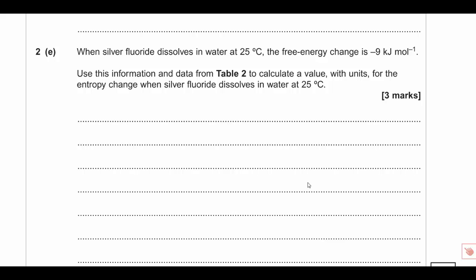When silver fluoride dissolves in water at 25 degrees Celsius, the free energy change is -9 kilojoules per mole. Use this information, the data from table 2, to calculate a value with units for the entropy change when silver fluoride dissolves in water at 25 degrees Celsius. So again, we're going to use delta G is delta H minus T delta S. We're told the free energy change is -9.